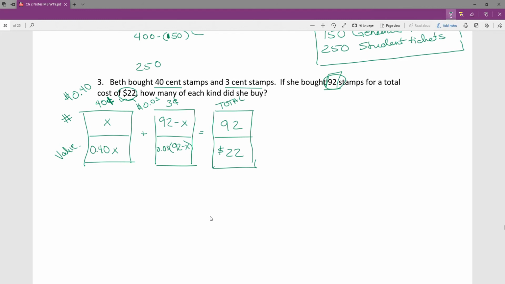So again, in this one, I love changing color so you can see it. This is my equation, right? This is the total value that I can solve for my X amount. Okay, so I've got 0.40x plus 0.03 times 92 minus x, all equaling 22. There's a lot of decimals here. You can use your calculator for these.